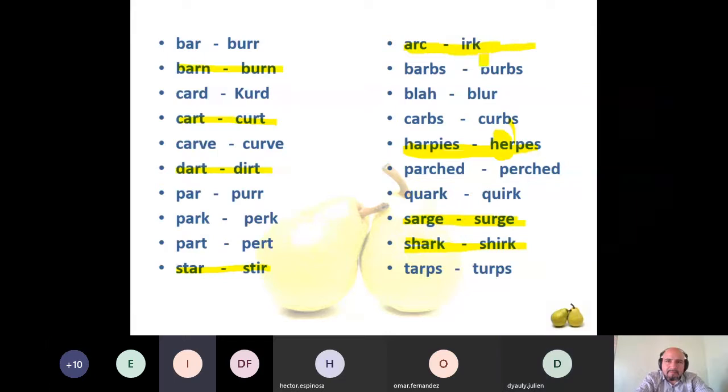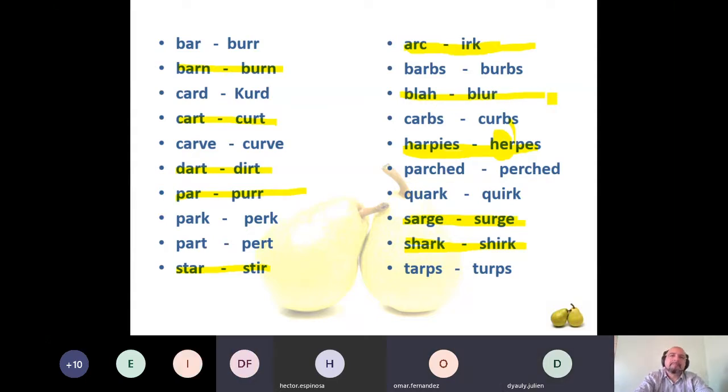Ark, ear, ark, irk. Exactly. Next one. Par, Paul, ark, per, pur. Per. Exactly. Pa, per. La lengua más atrás. La boca un poco más abierta. Pa, par, per, fur. Next one.